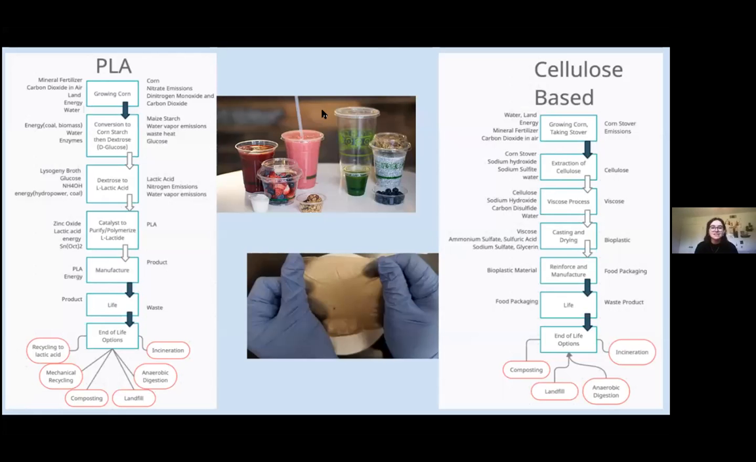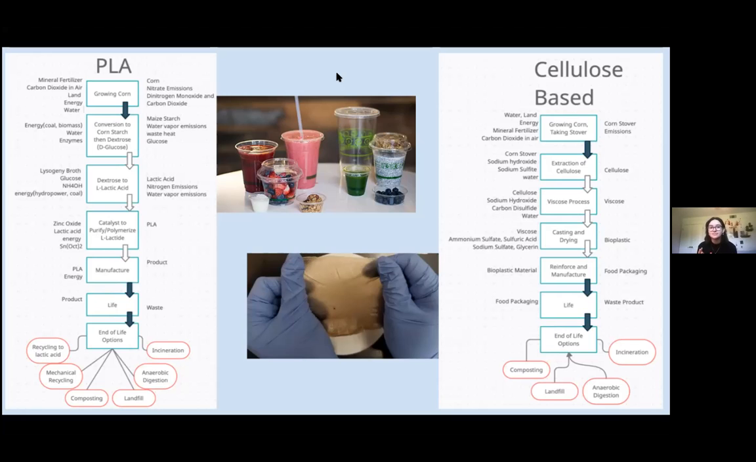All right, so in my research, I decided to compare PLA and cellulose-based bioplastics. I thought this was very interesting because they both come from corn, PLA from cornstarch and cellulose-based from corn stover, which is all the leaves and stalks and all the leftover stuff. They can both be used to make containers for food packaging, and they can both be composted in very similar ways and in a very similar number of days.